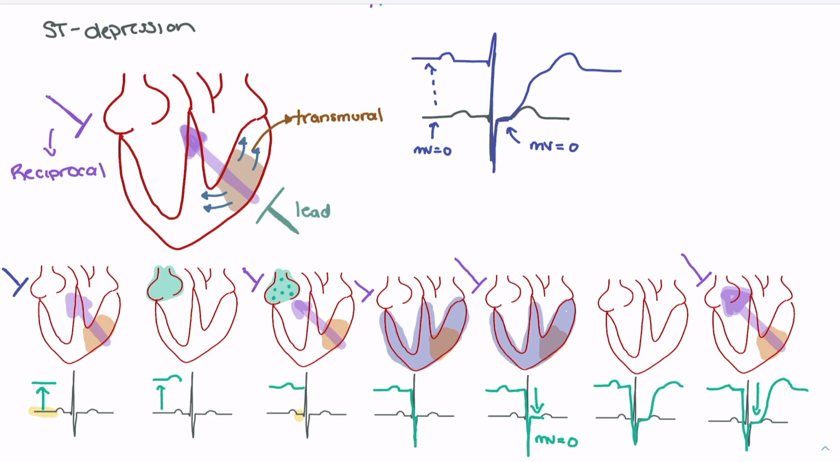So I hope this helps clear up why we get ST elevation in myocardial infarction, as well as why we see reciprocal depression. It all has to do with the camera angle or the lens angle that we're looking at with our lead. Are we looking at the injury site and watching electricity flow away, or are we looking at the opposite side to the injury site and watching electricity flow towards our lead?